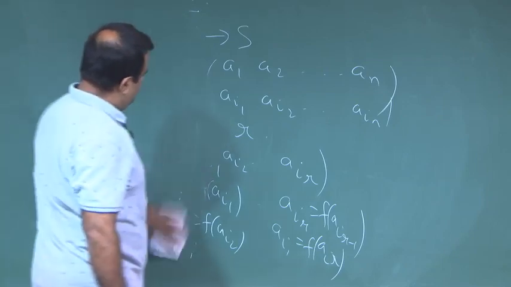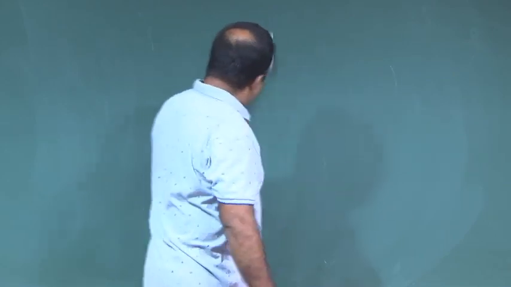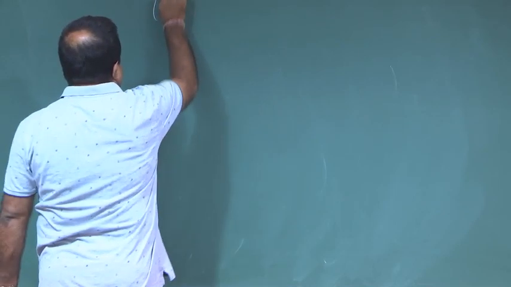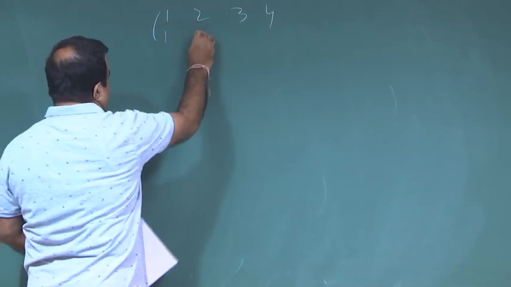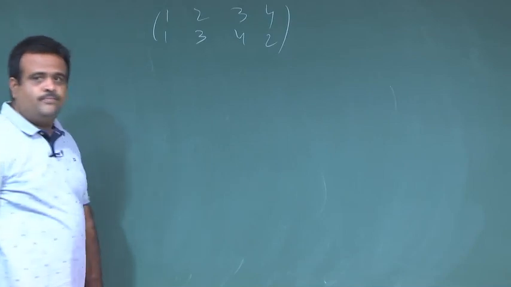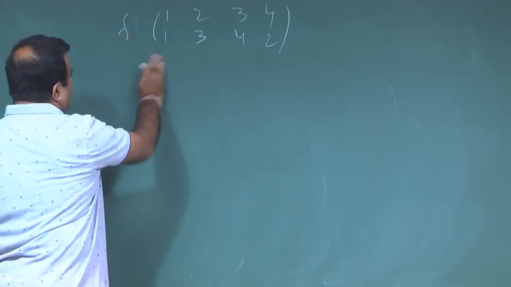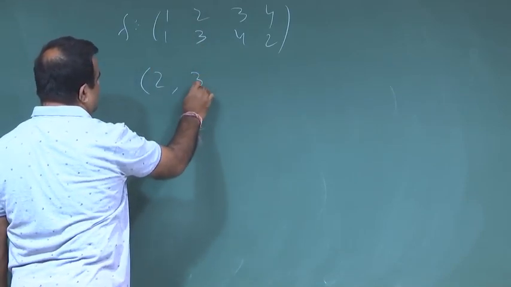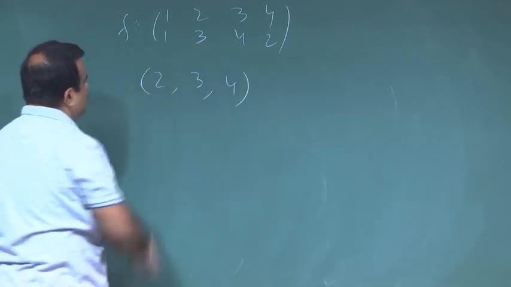Let us take an example of a cycle. Suppose we have a permutation like this, 1, 2, 3, 4. There are 4 elements, and say it maps to 1, 3, 4, 2. Okay, suppose this is a permutation. Now, what is the corresponding cycle of it? This is also a cycle, because 2 is going to 3, and 3 is going to 4, and again 4 is going to 2.